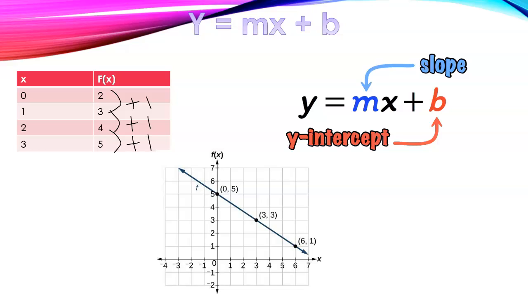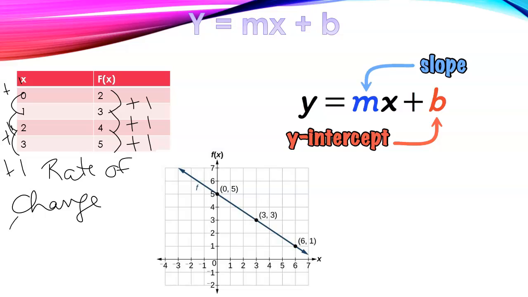And my x is also increasing by +1. So my rate of change would be 1 over 1. Rate of change is also the slope. So from this table, my slope is 1 over 1.